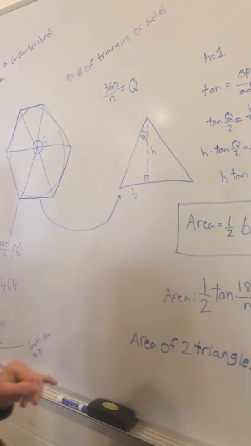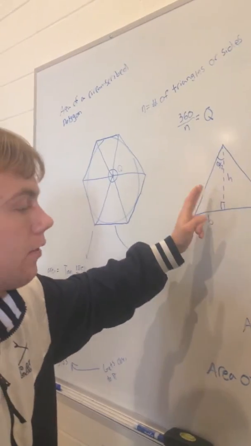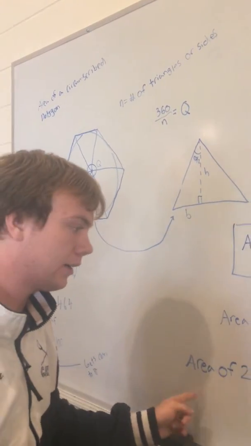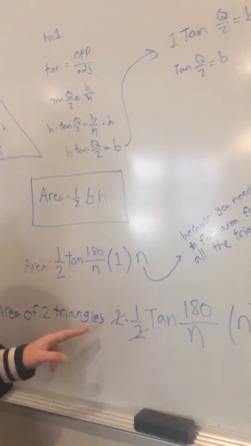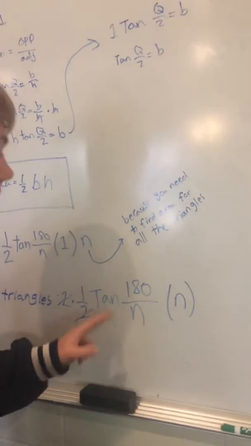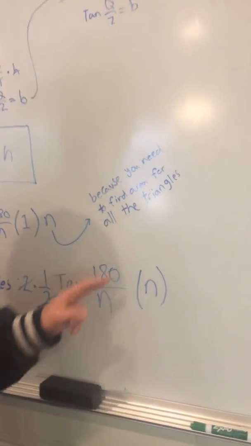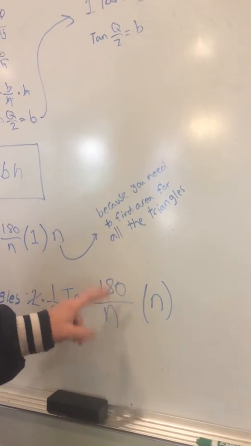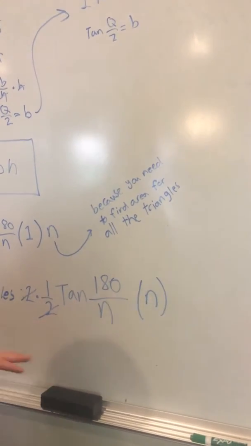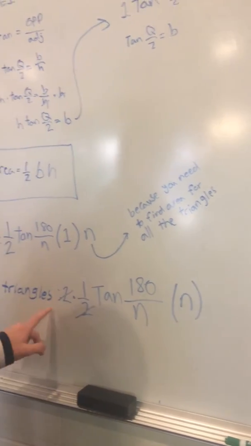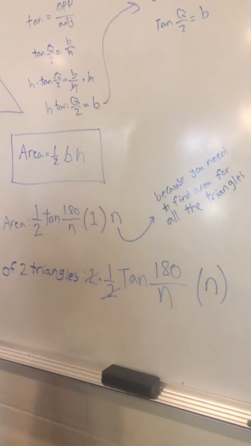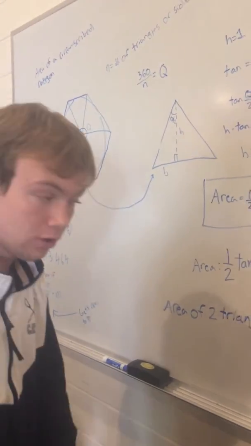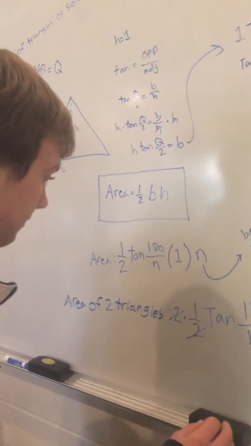Because this is the area for one of these triangles, and there's 2 of them, you find the area of 2 triangles. So you go 2 times 1/2 tan(180/n) times n. And you could take out the h here because you know that the h is 1 and that doesn't change anything. The 1/2 and the 2 cancel out, and that means your overall equation is area equals tan(180/n) times n.